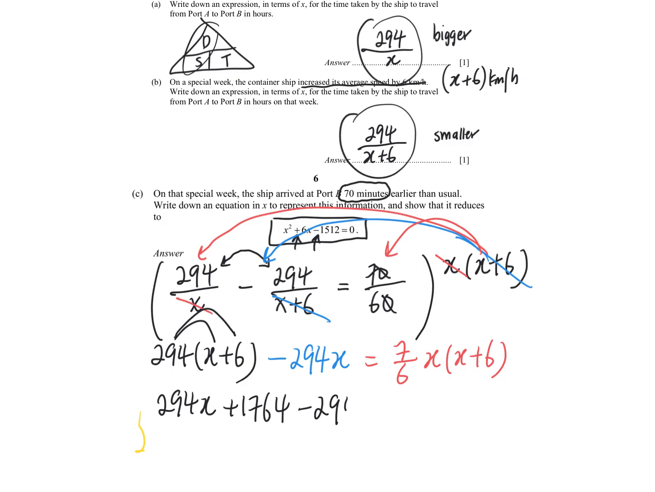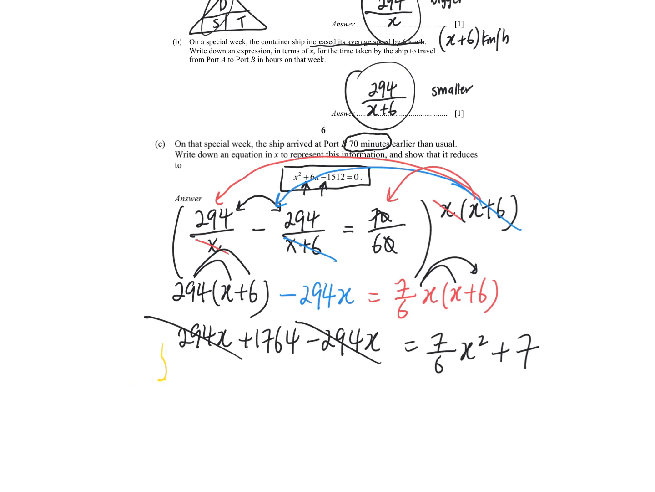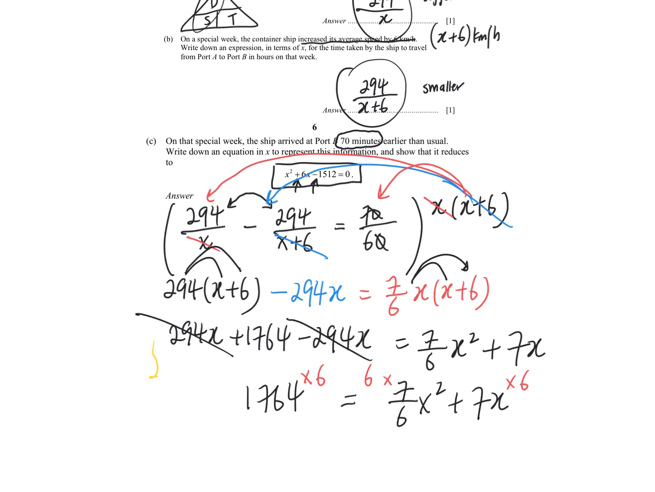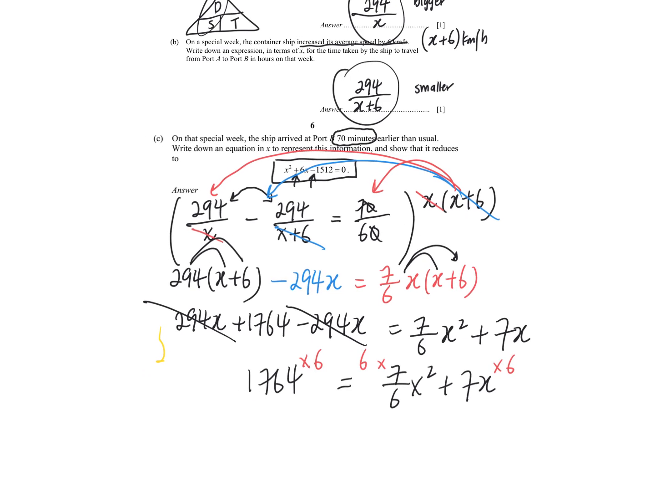$1,764. Okay, so this one is already gone. No more already. This one, okay, is what you have. So let's just simplify the expression. This one is with the x. Okay, you want to get rid of the 6, so everything multiplied by 6. So you end up having 1764 times 6.